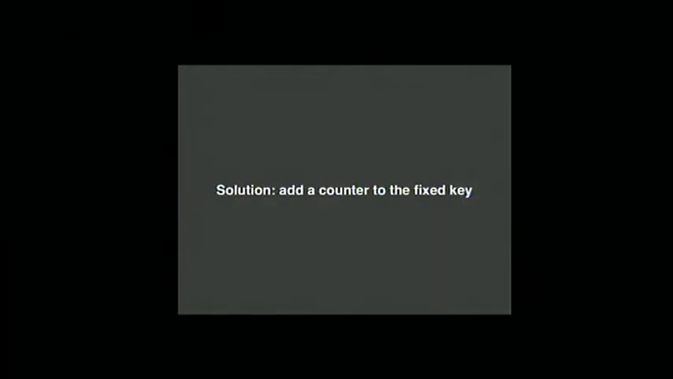So WEP, to avoid this risk, decided to add a counter to the fixed key. The idea is quite simple. You always have the secret key, which is now called a fixed key, and you just add a counter, let's say 3 bytes. So for the first packet, you use a counter equal to 000. Then you obtain specific key stream bytes. For the second one, you just add +1 to the counter, and then you obtain another key stream. And so on for all the packets.